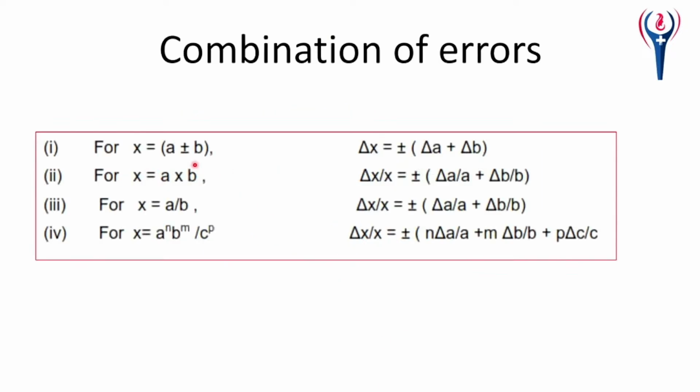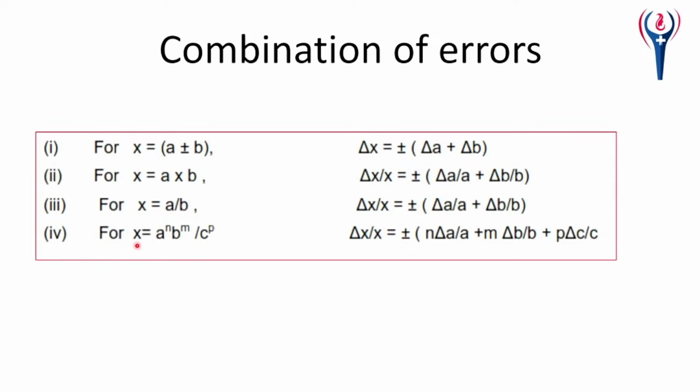Combination errors. For x equal to A plus or minus B, error will be delta x equal to plus or minus delta A plus delta B. For x equal to A into B, that is multiplication, delta x by x equal to plus or minus delta A by A plus delta B by B. For x equal to A by B, delta x by x equal to plus or minus delta A by A plus delta B by B. Whether multiplication or division, same formula.